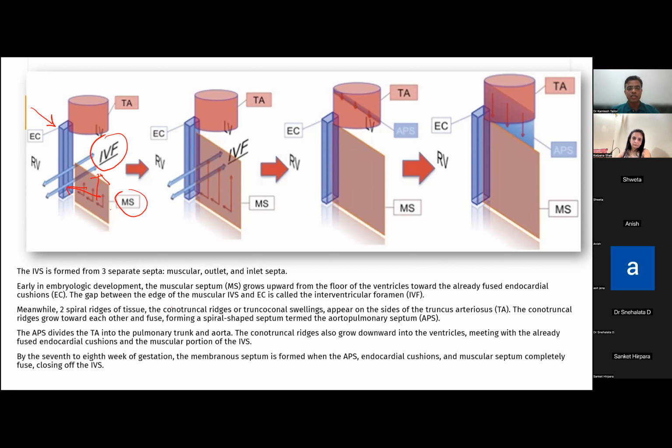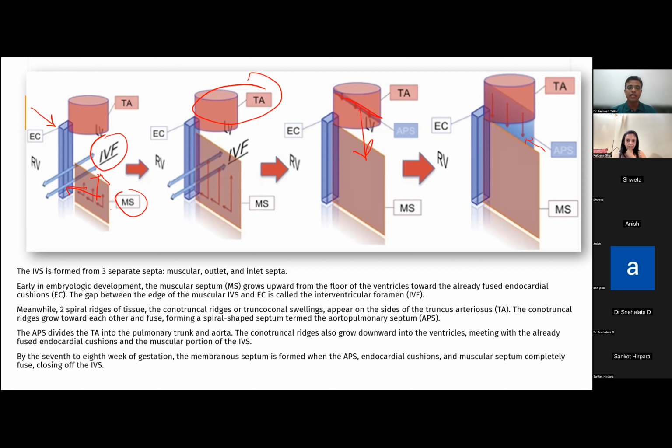Meanwhile, two spiral ridges form from the conotruncal region. This is the truncus arteriosus, which we already discussed. In this part of the truncus arteriosus, there will be one septum which starts growing, called the aortopulmonary septum, and gradually it will grow in a spiral way and divide the truncus arteriosus into two parts, aorta and pulmonary artery. Gradually it grows towards this direction and fuses here, and then this interventricular foramen is also created.